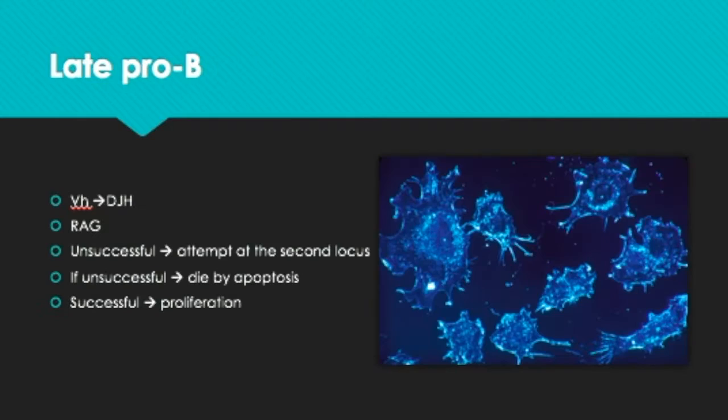In this stage, the cell undergoes rearrangement of the heavy chain into the V to DJ recombination. The rearrangement of the heavy chain is therefore completed in this stage. RAG is still present. If the rearrangement is unsuccessful, it will attempt again at the second locus. If this is unsuccessful, the cell will therefore die. If the rearrangement is successful, it will enter the pre-B cell phase, under which it will undergo proliferation.